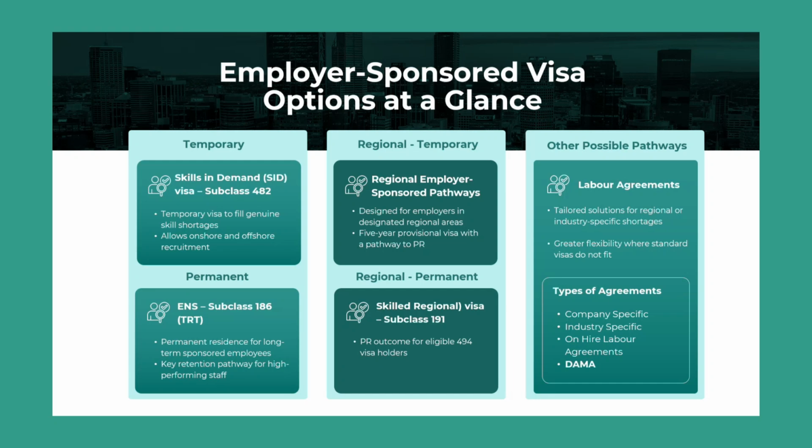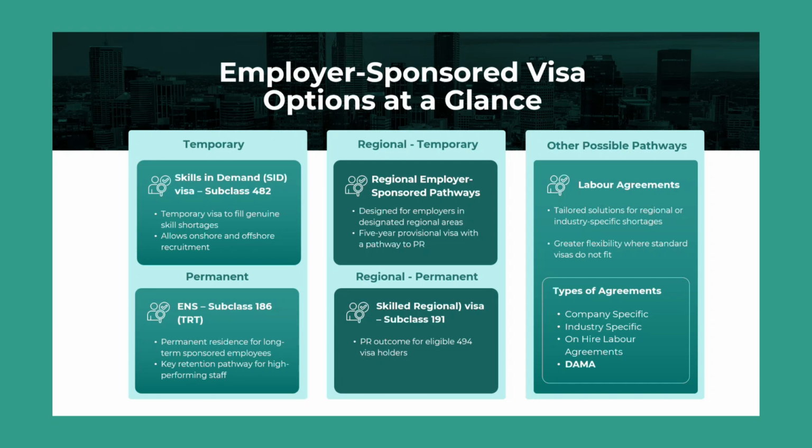So first of all, we have a look at the top row, and that is usually the temporary visa stream. The temporary visa regime is the 482 and the 494. The 494 is for the regional area, and the 482 is all over Australia.